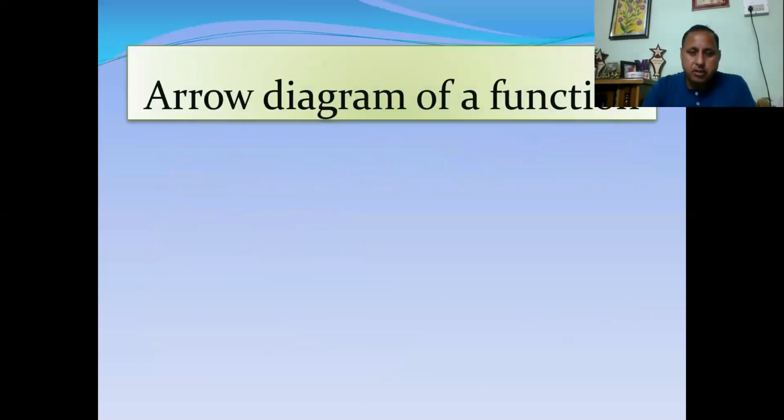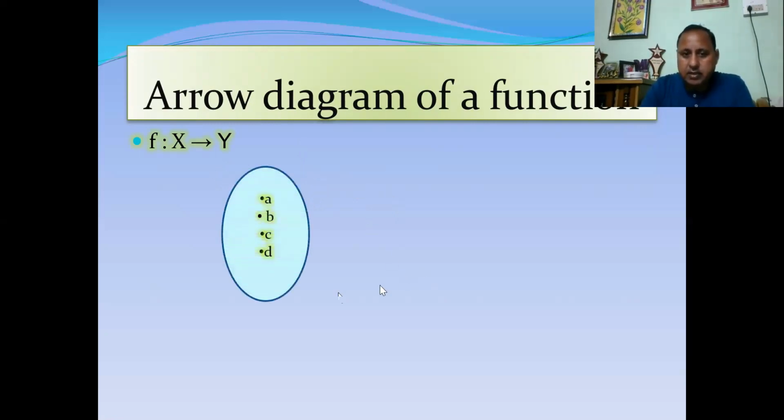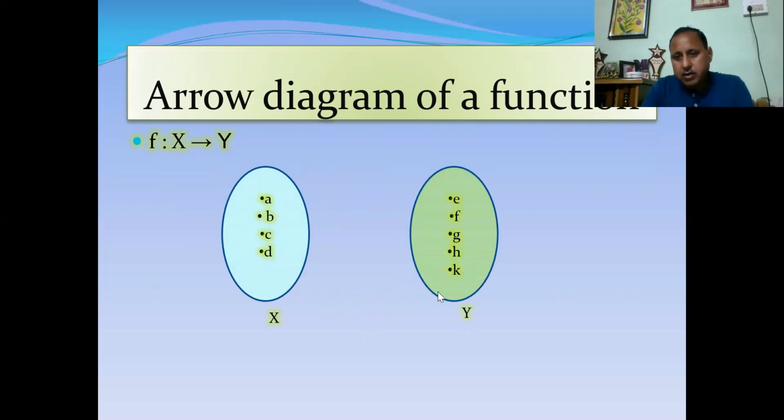Okay, students, you can understand it in a better way with the help of the arrow diagram of a function. If F is a function from X to Y, that is like this. Let set X contain elements A, B, C, D, and here is set Y, which contains elements E, F, G, H, K. Now see, F is a rule which associates each element of set X to a unique element of set Y.